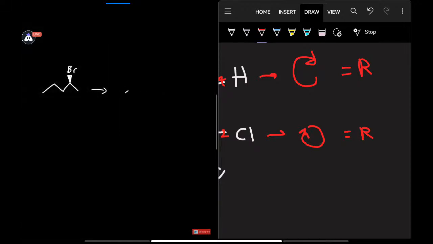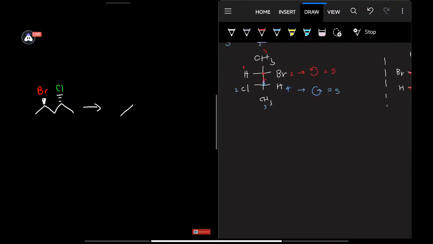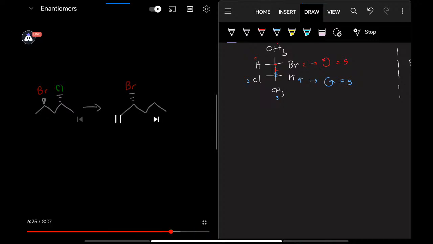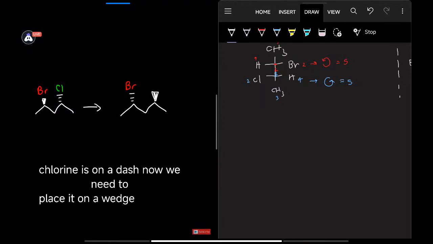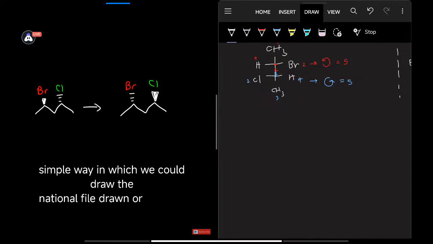The wedge. All you need to do is put it on the dash. And so that's how you can draw the enantiomer for that molecule. Try this one. So let's say we have two substituents, a bromine atom and a chlorine atom. Go ahead and draw the enantiomer of that molecule. So the bromine is on the wedge, just reverse it and put it on the dash. The chlorine is on a dash, now we need to place it on the wedge. And so that's a simple way in which we could draw the enantiomer without drawing or using a mirror.